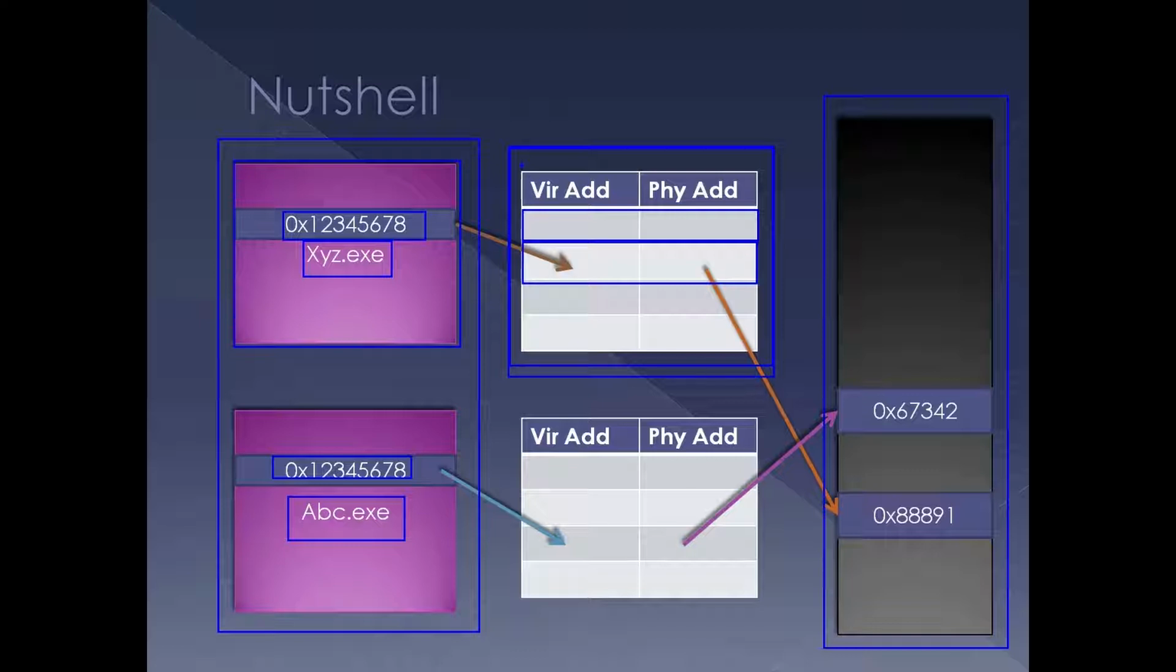And the page table entries inside the page table are different for a different process. Process xyz.exe has a different set of page table entries, and process abc.exe has a different set of page table entries. In this particular case, 0x12345678 is pointing to this particular physical address. And in the case of abc.exe, the same address 0x12345678 is pointing to this particular address in the RAM. So what matters is what is in the RAM.